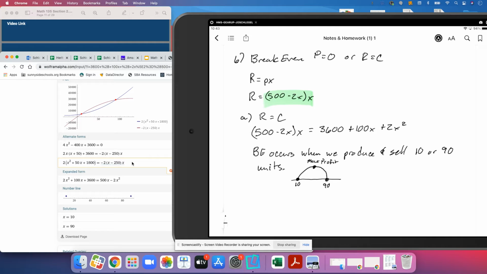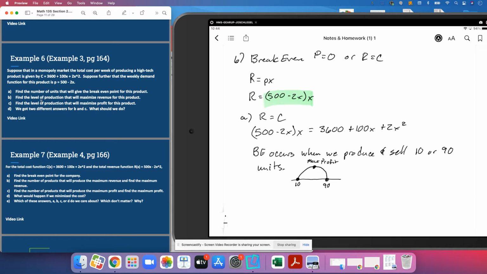Again, more is not always better. We need to find the sweet spot in the middle between doing nothing or breaking even to begin with and overproducing to where we have incurred so much cost and had to reduce our price so much to sell the product that we end up losing money from where we could have made money up here. We'll continue with this problem.